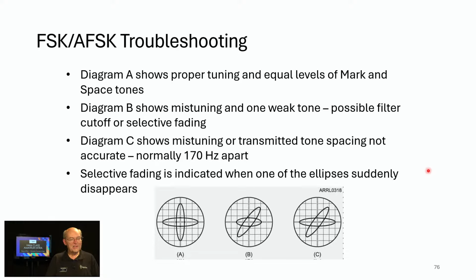And then there's something called selective fading, which to me is amazing. If one of these ellipses suddenly disappears, that means all of a sudden your radio receiver can't hear it. Now selective fading, if we're talking a frequency shift of only 170 hertz, that's pretty sharp selectivity. The ionosphere can actually do that though, believe it or not. So just some information you may see depending on the software that you're using for running radio teletype.